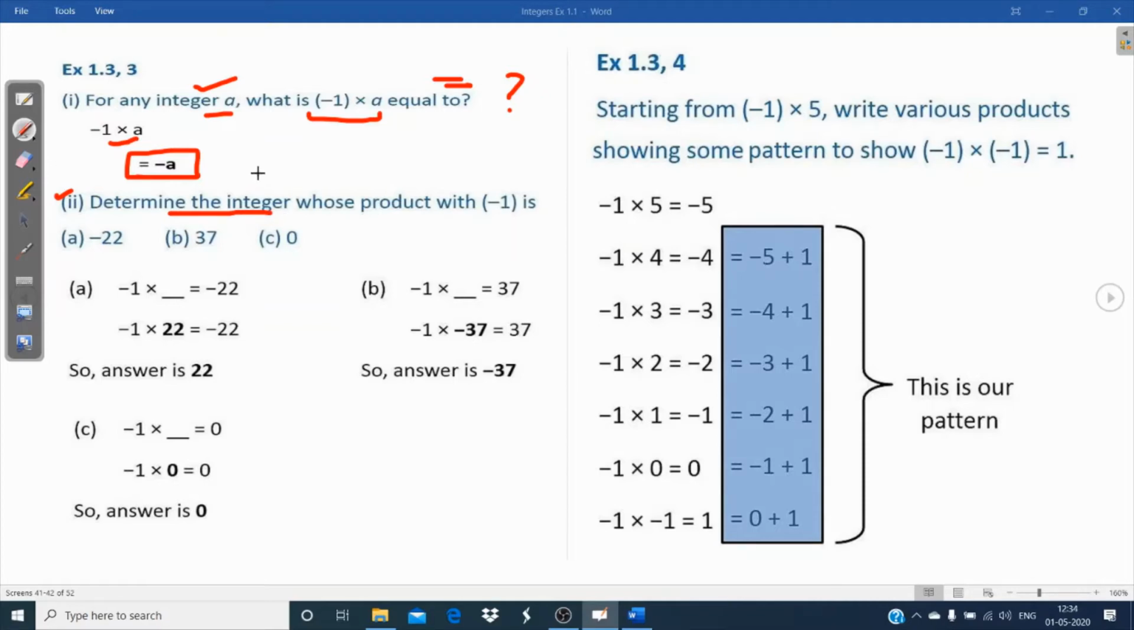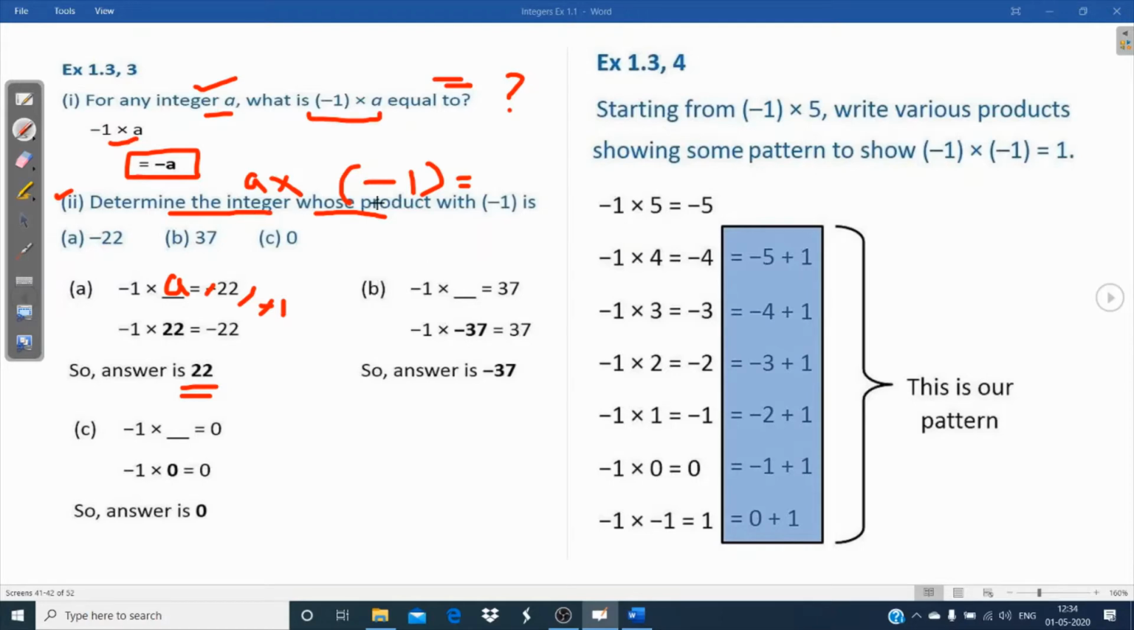Now in the second part, determine the integer. You have to find out the integer whose product, means that particular integer when it is multiplied by minus 1, the product is given. Means now minus 1 is multiplied by some unknown integer, and its product is equal to minus 22. What will be the value of a? Now this minus sign will go there. So here it is in multiplication, there it will go in division. So upon minus 1 you can write. So minus minus will cancel out. What will you get? Finally the answer is 22.